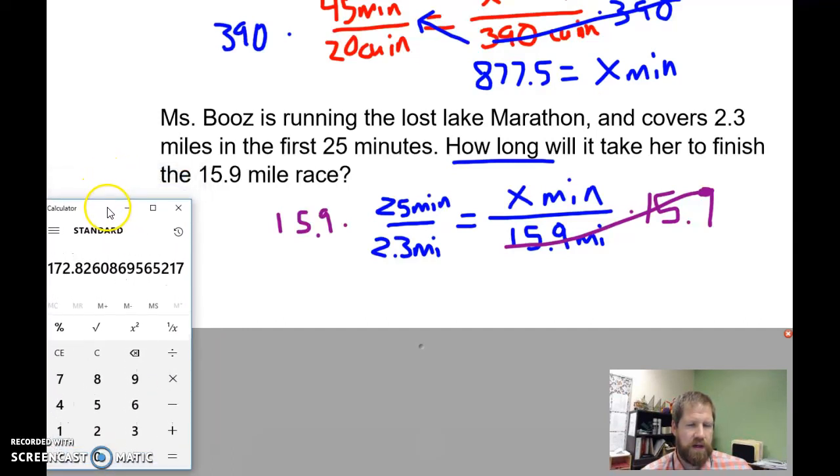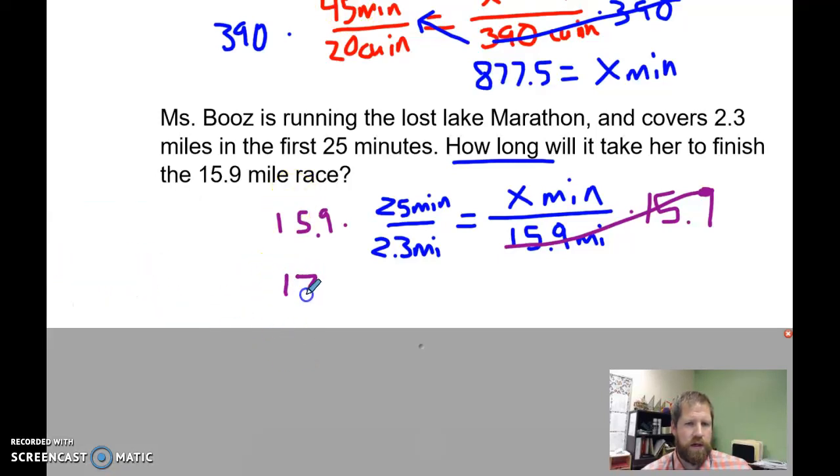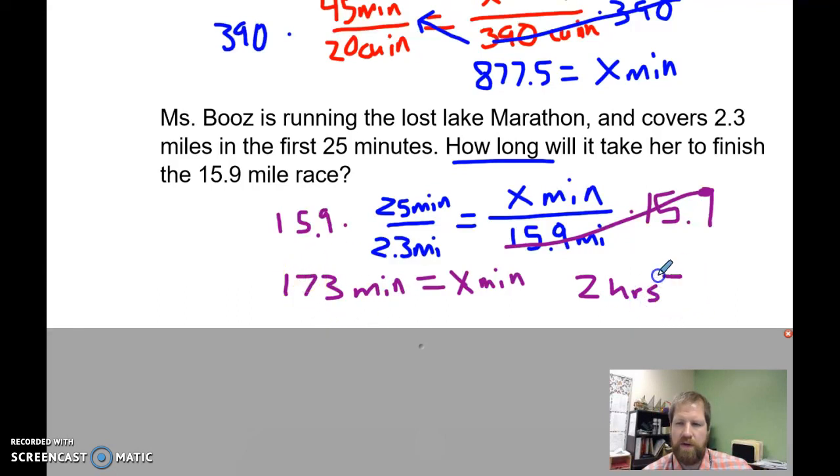We'll round it off a little bit, but it looks like it took her about 173 minutes, because that's going to be equal to my x minutes. And we can convert that to hours. Divided by 60 is going to be 2 hours, and take off 120, 53 minutes. And that's how long it took Booz to run the Lost Lake Marathon.